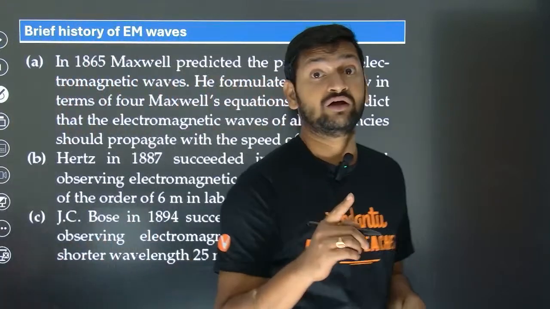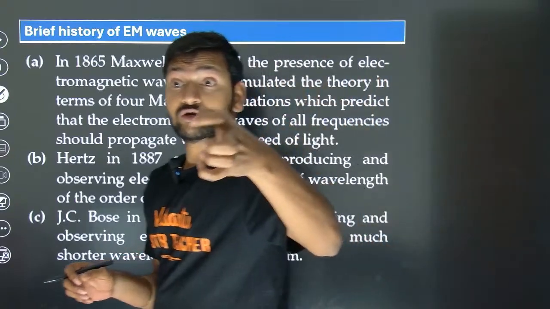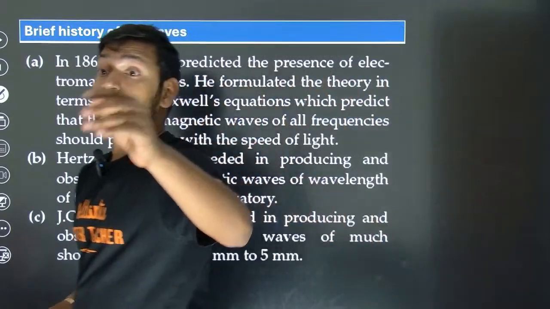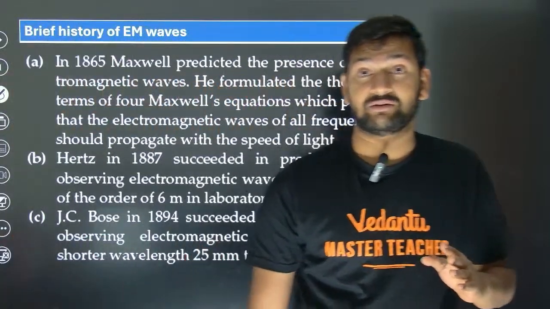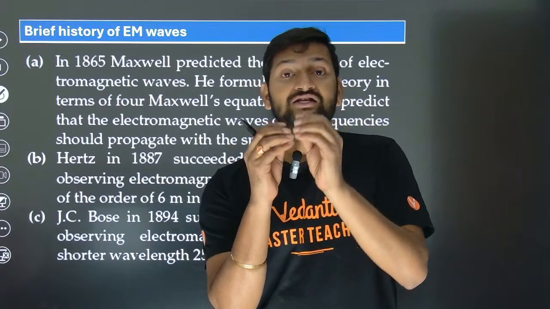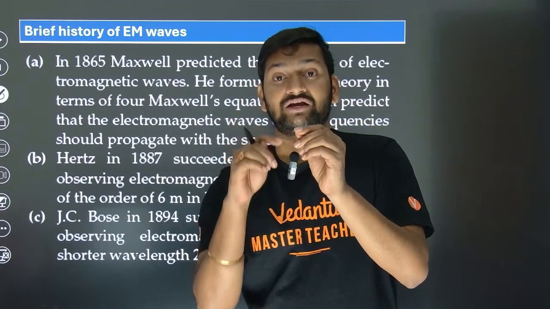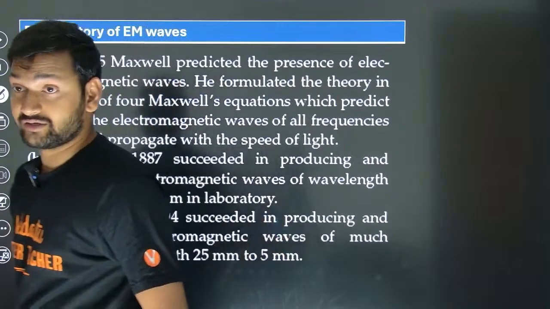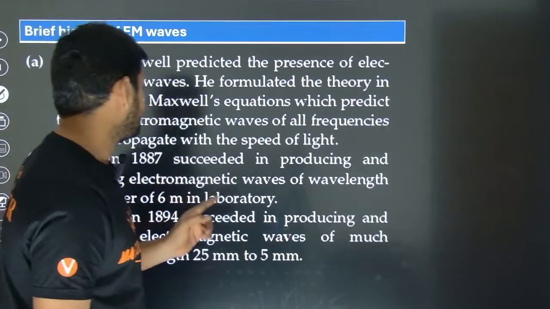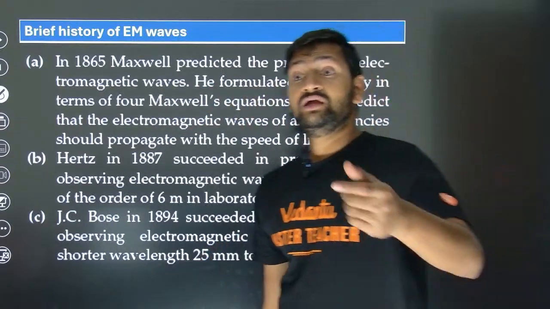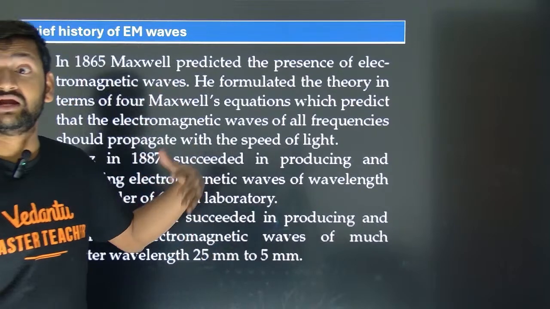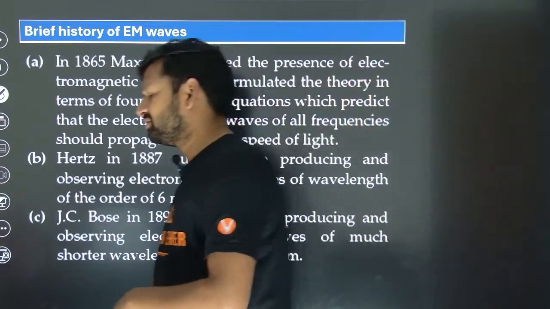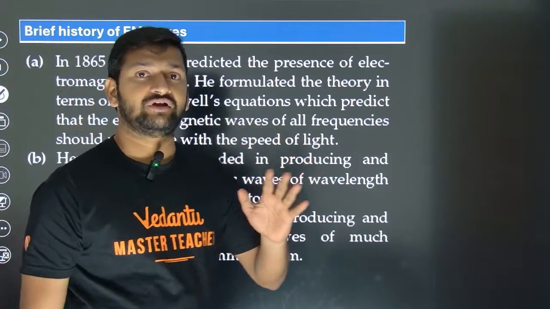Then Hertz was the one who produced the electromagnetic waves and detected them. But it's not mentioned in our NCERT, so we don't need to talk about the Hertz experiment. I'll roughly explain what he did. He generated a spark, and that spark created an electromagnetic wave. When that wave went to a receiver, a spark also got generated at the receiver. Then J.C. Bose in 1894 created those electromagnetic waves and made them travel a certain distance. So this is the brief history of electromagnetic waves.